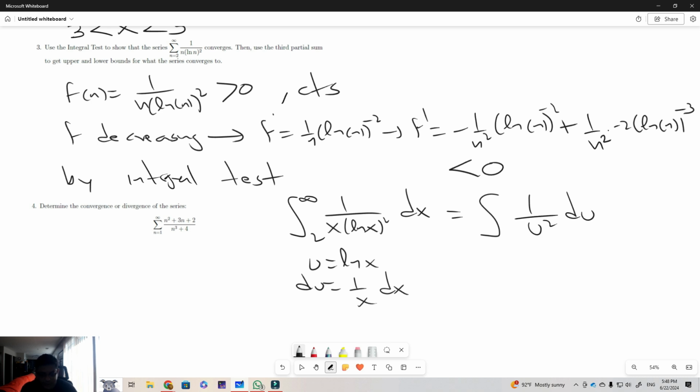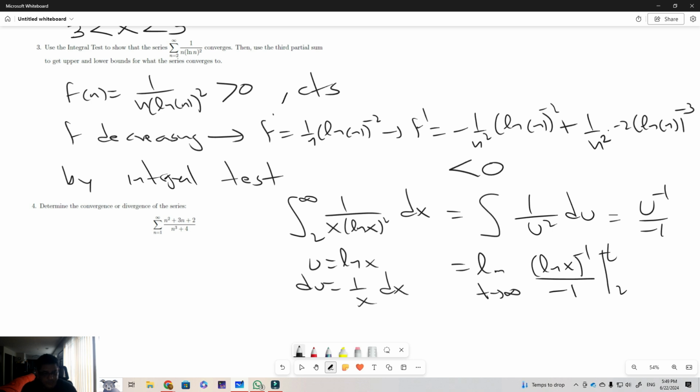Okay? And of course, then we can go back to knowing that this is going to be the limit when t goes to infinity. And this integral, by the way, is u to the minus 2, so it is just u to the minus 1 over minus 1 when you integrate. So this is just going to be the limit when t goes to infinity of log of x to the minus 1 over minus 1 between 2 and t.